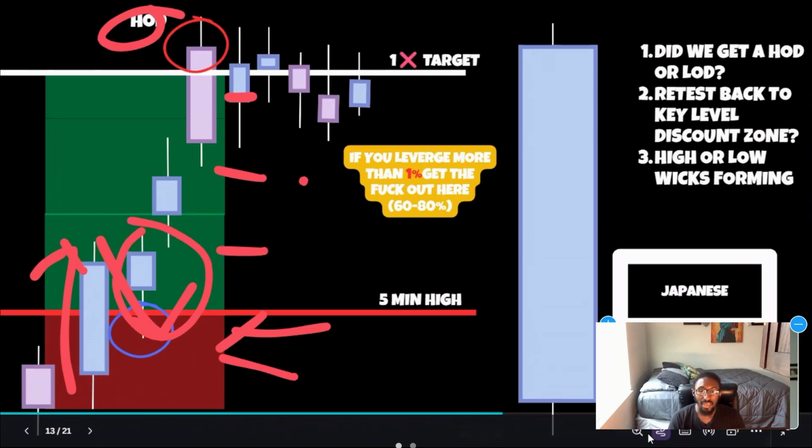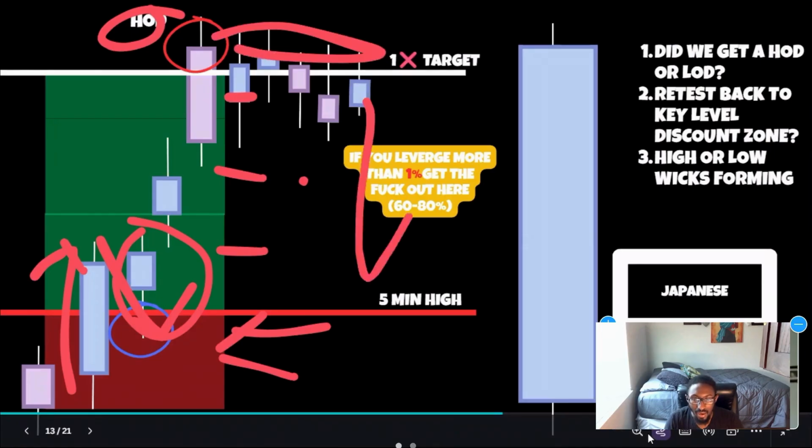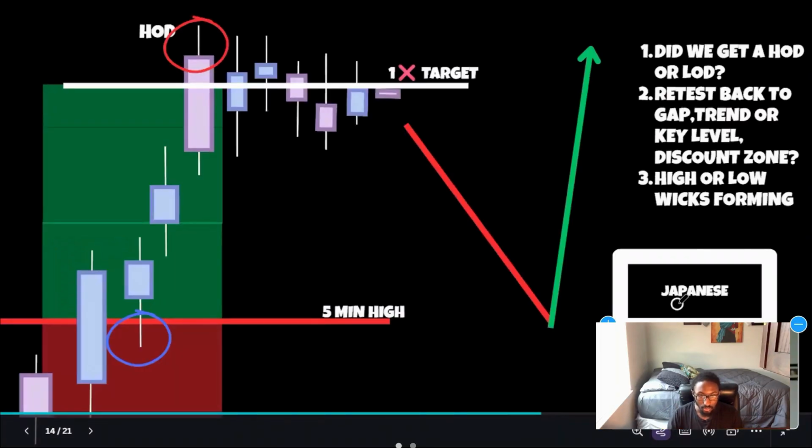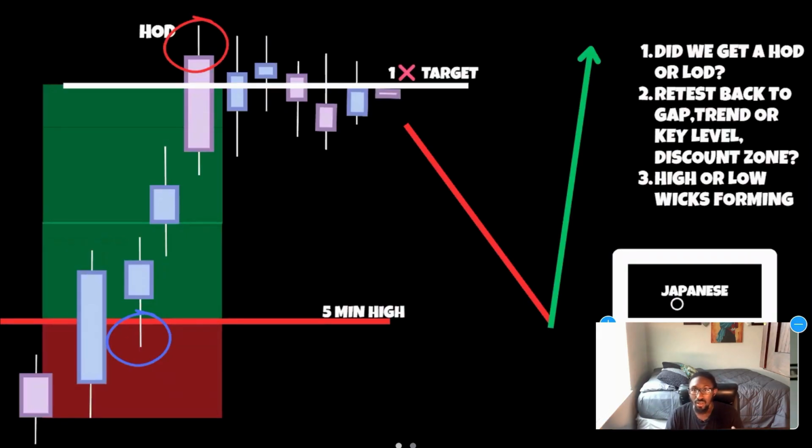So did we get a higher day or lower day? We got a higher day. Retest back to key level. Perfect, right? High or low, forming wicks, which means we probably gonna get some action like this. If you leverage more than 1%, get out here, 60 to 80%. If you risk over 1% on a breakout trade, get out at 60 to 80% of what you risk.